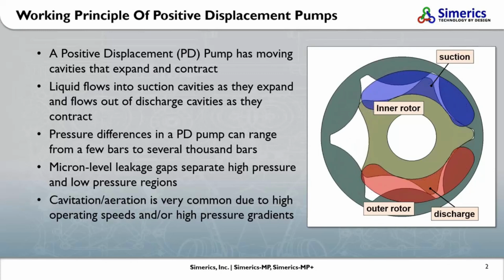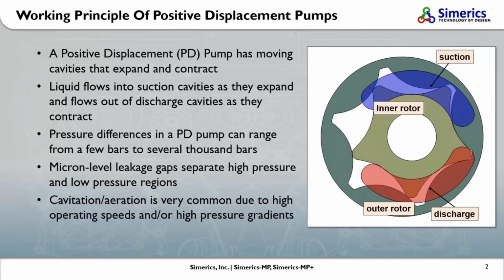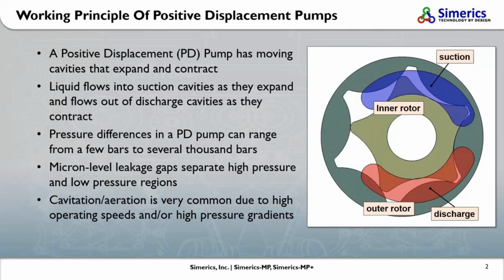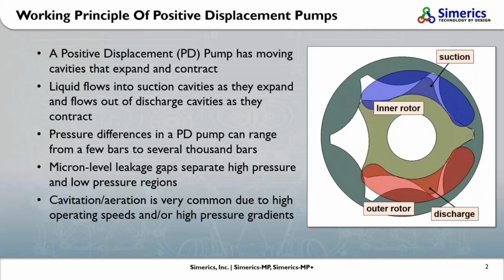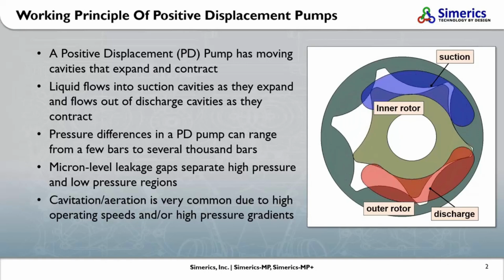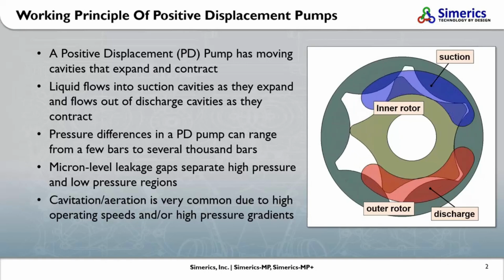The continuous relative movement between the solid parts necessitates clearance in the form of tiny gaps in the design, small enough to separate the high pressure and low pressure regions. The pressure differences in positive displacement machines can range from several bar to several thousand bar. Additionally, as these machines typically operate at high speeds, cavitation is a common occurrence.